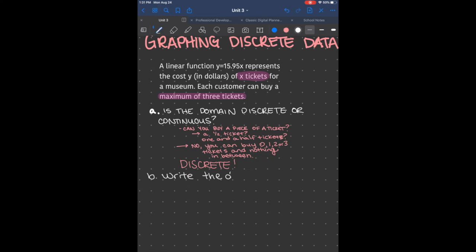So now let's write the domain, and the domain is going to be the inputs, so the number of tickets, or the x values. So we're going to list off 0, 1, 2, and 3 with our squigglies around them.